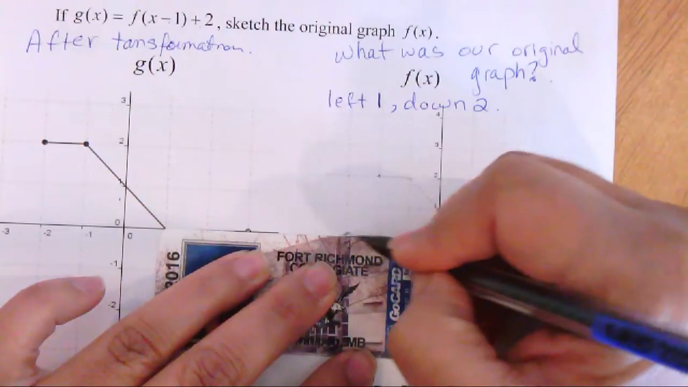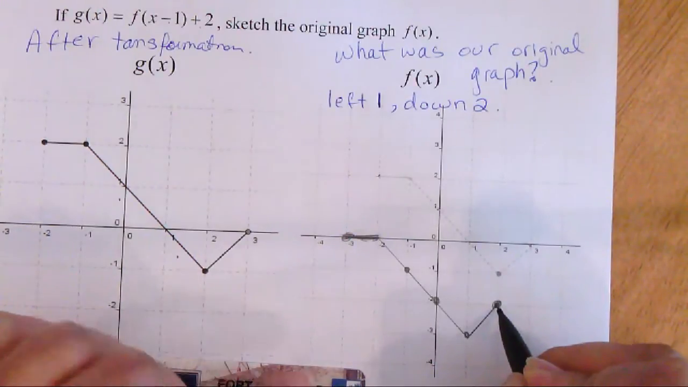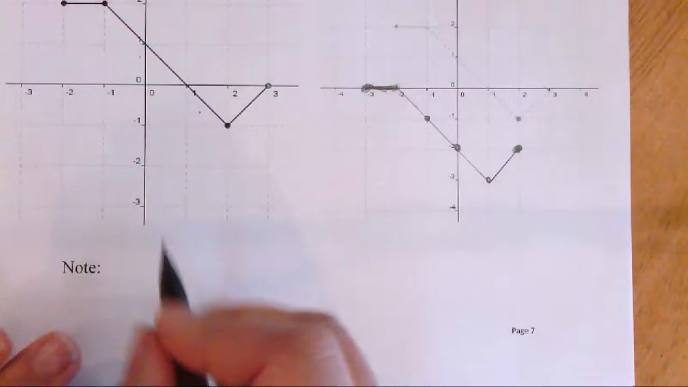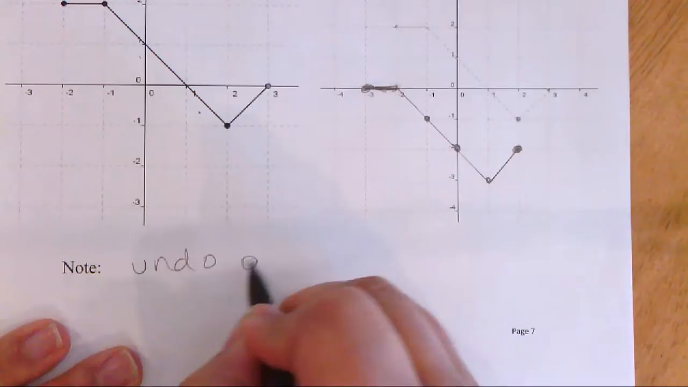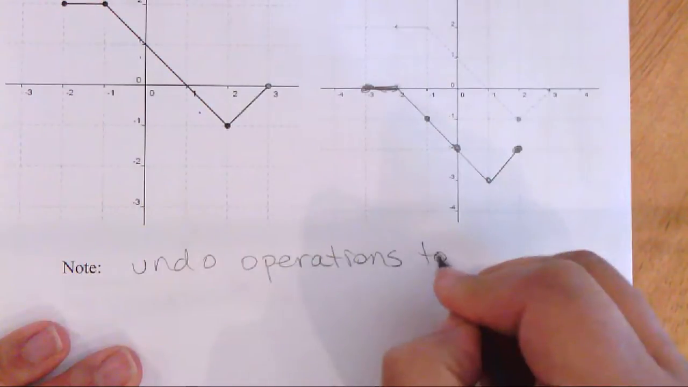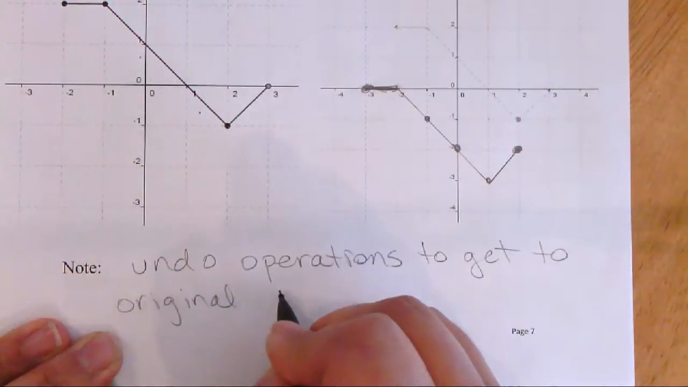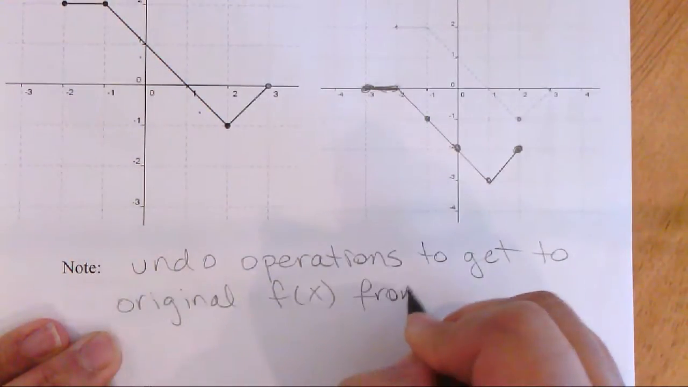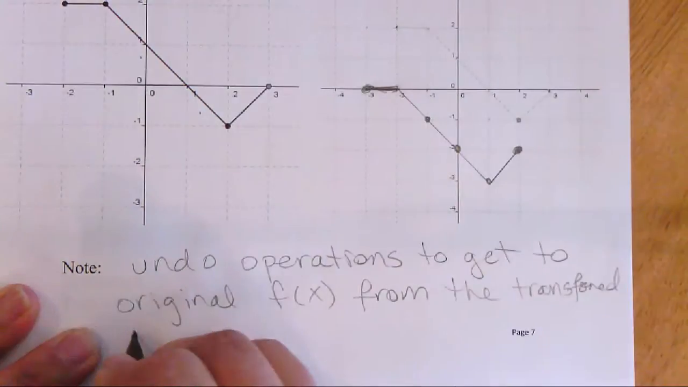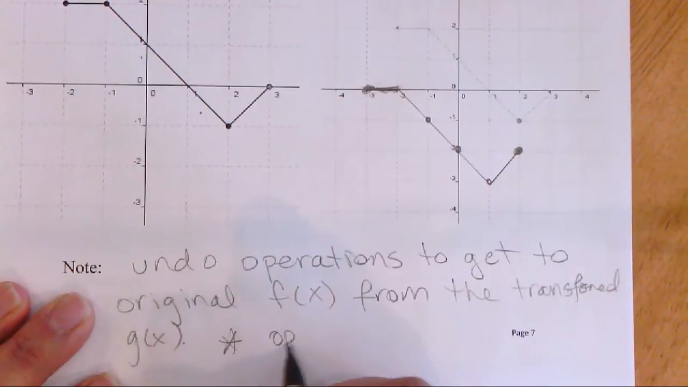Maybe I made it thicker because of the axis there. You just want to make sure that you can see that there. So there's an endpoint, and it's ending there. It's not continuous. So the key point here is to undo the operations to get to the original f of x from the transformed g of x. So we have to go in the opposite order.